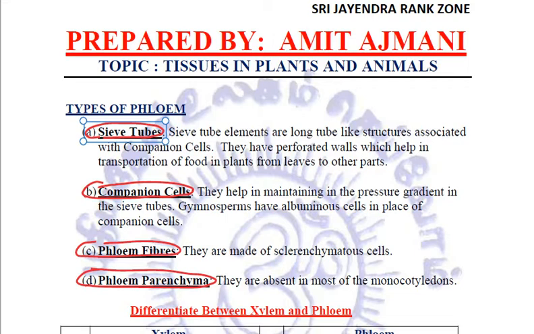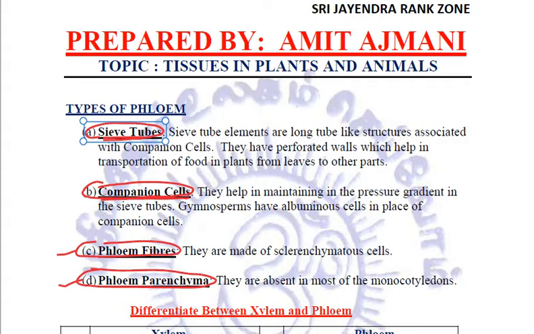So it is easy to remember because phloem parenchyma and xylem parenchyma both were there. Just like xylem fibers, we have phloem fibers also. So fibers and parenchyma are common in both xylem and phloem. In xylem, we had tracheids and vessels. In phloem, additionally, we have sieve tubes and companion cells. Let us try to understand all these types of phloem one by one.